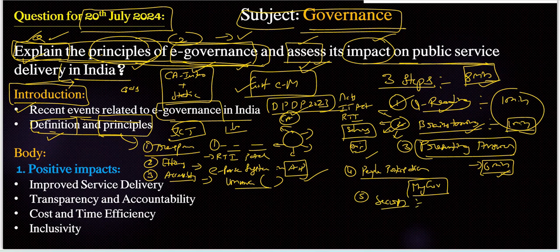Security is also one important principle: protecting sensitive data and ensuring privacy. For example, we are using blockchain technology in some states also, right? For example, in the Andhra Pradesh land record system, they are using blockchain technology that ensures the security and integrity of land ownership records. That is the main important point here. So all these are principles. We need to give at least one line of information and also one example. Right. Next, coming to our body part.